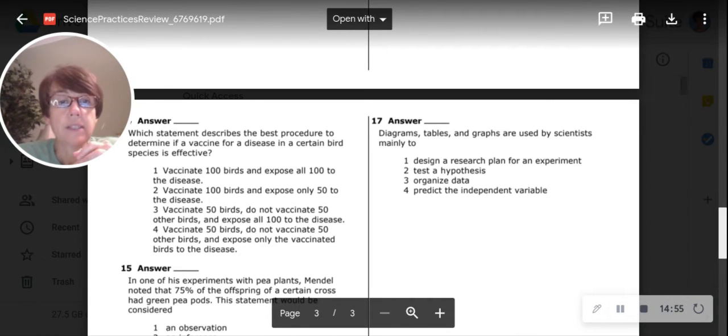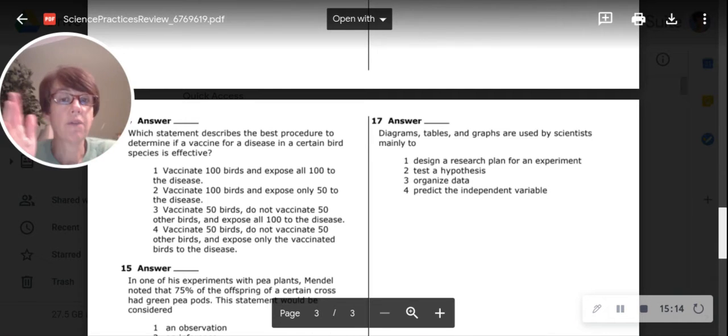Number 3, vaccinate 50 birds. Do not vaccinate 50 others. All right. So we've got two groups that meets that criteria, one vaccinated and one not, and then expose all of them to the virus. So that, my ladies and gentlemen, is the correct answer.